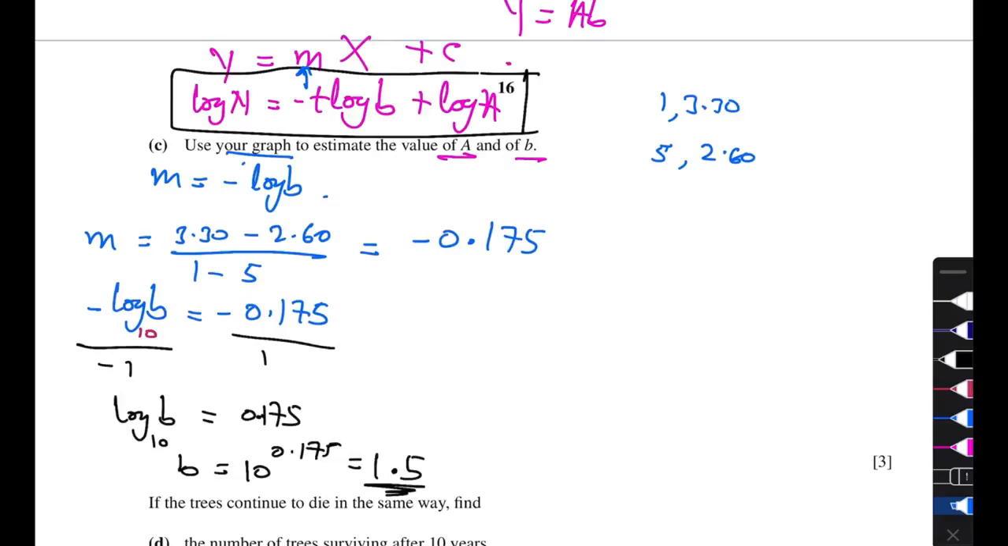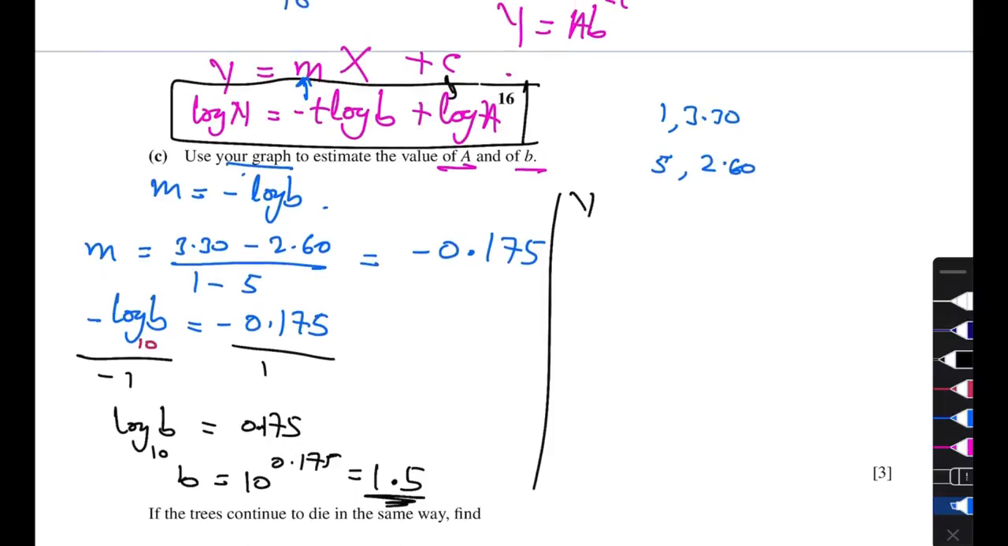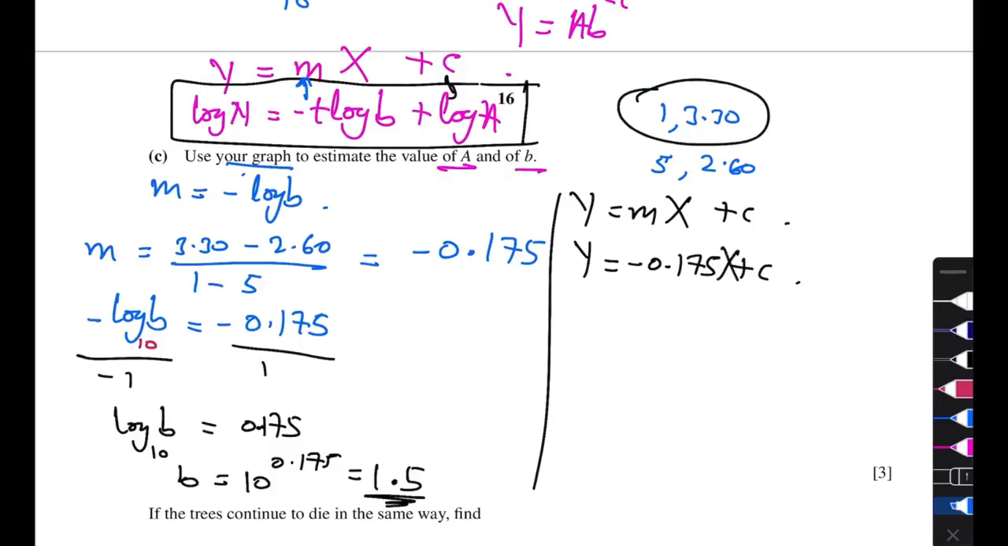Then how do we find a? Well, the c gives us log a. So what you want to do at this stage is take your y equals mx plus c. You found m to be negative 0.175, plus c. So now we can use this point to help us find the value of c. So we have 3.30 is equal to negative 0.175, x value is 1, plus c.